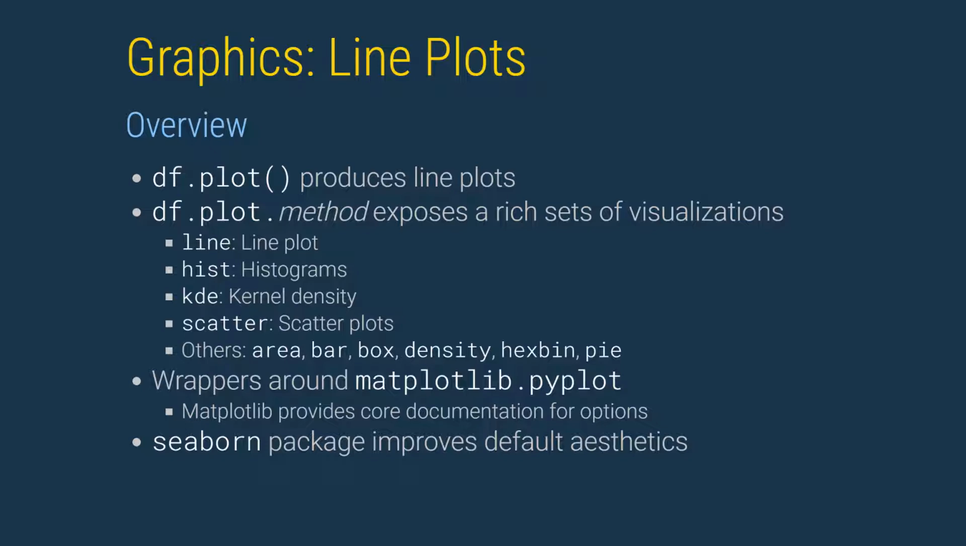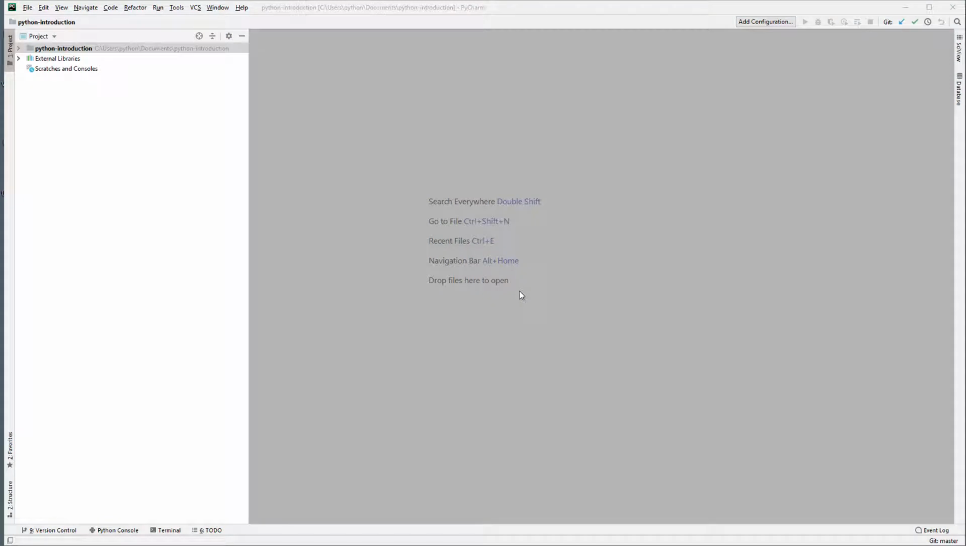These are all wrappers around matplotlib's pyplot methods. The matplotlib methods can be directly used, and in some cases, they expose additional options. Finally, the Seaborn package, which is included in Anaconda, supplies a simple method that changes the default appearance of plots. I believe that the alterations made by Seaborn improve the quality of most visualizations. I'm going to use PyCharm in this lesson.